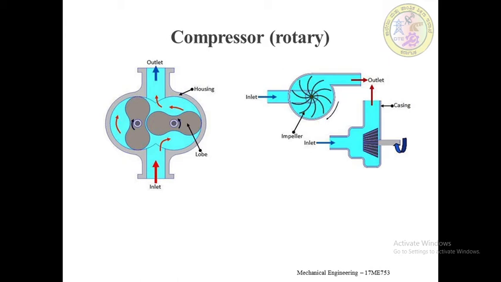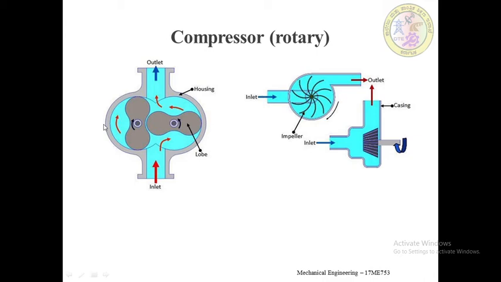Then we need to understand the lobe compressors. This is what the lobe compressor is. A lobe compressor is used when a high delivery volume at low pressure is needed. Meaning the output volume of air is very high, and the pressure is low.